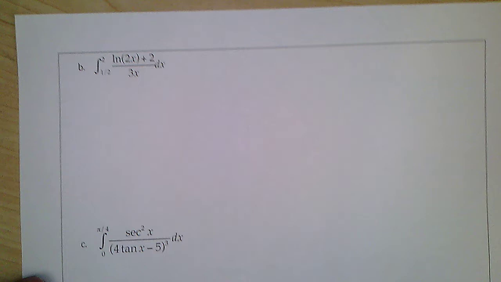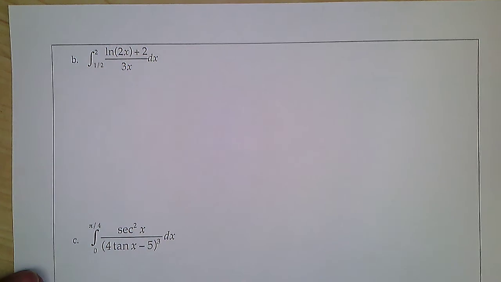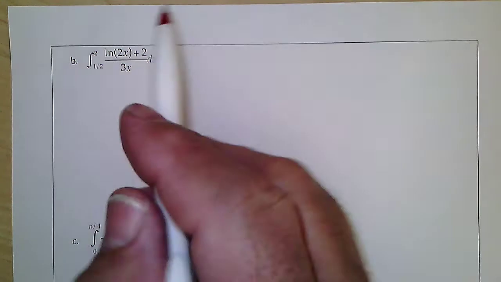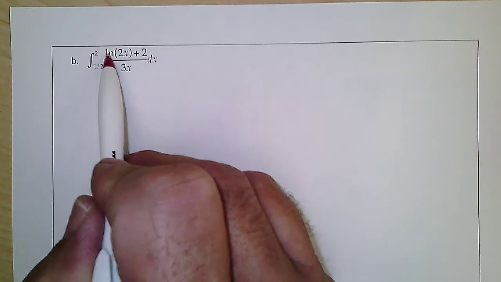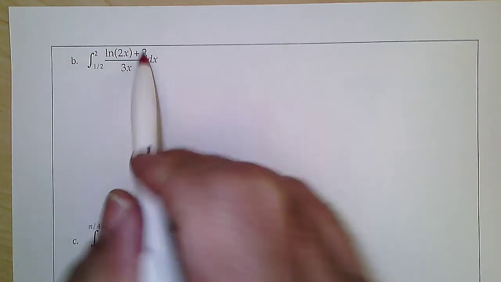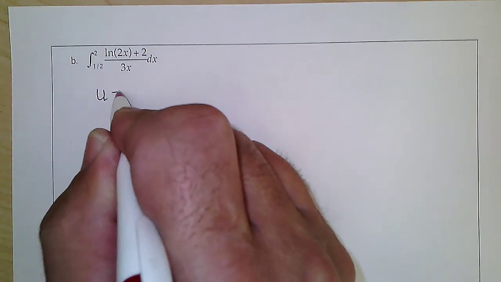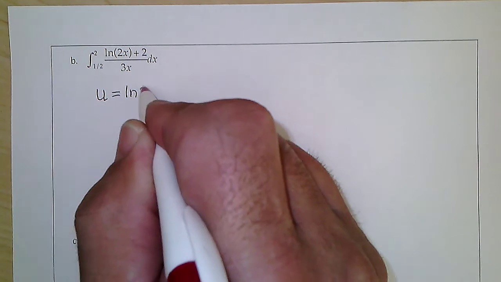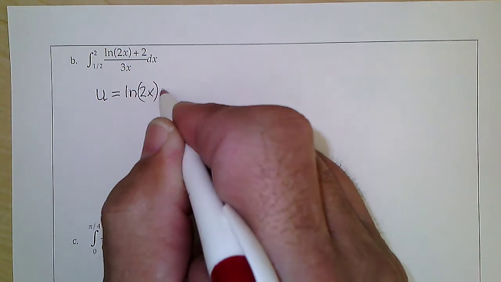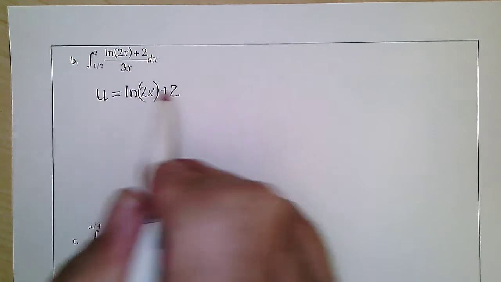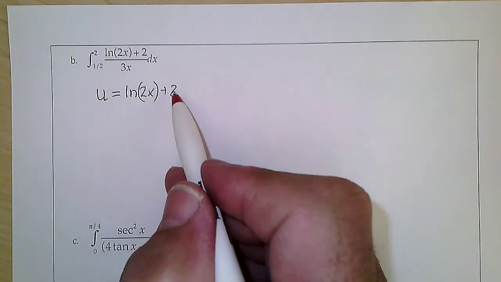Last page. Okay. A lot of you let u be just that. But with this constant on it, we can let u be ln of 2x plus the 2, because when we take the derivative of this, the 2 becomes inconsequential.